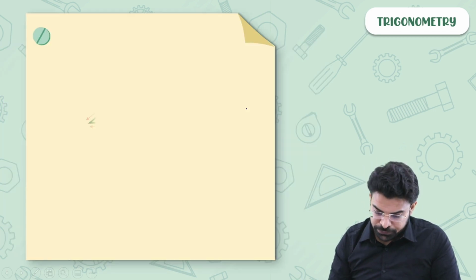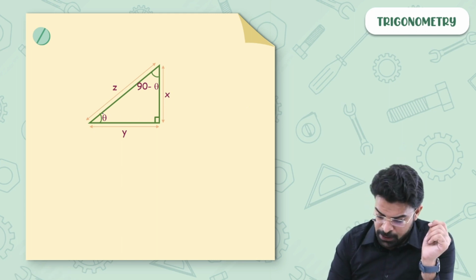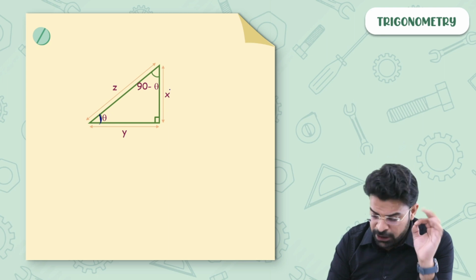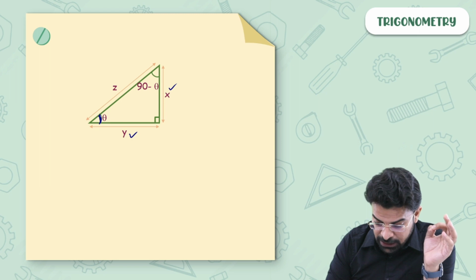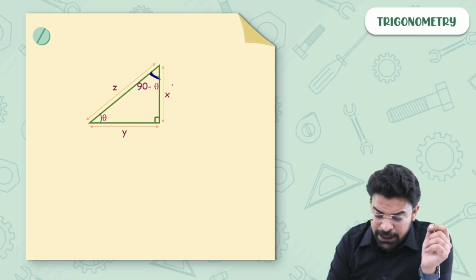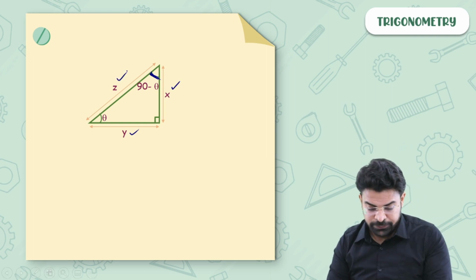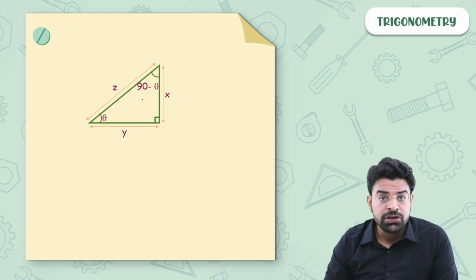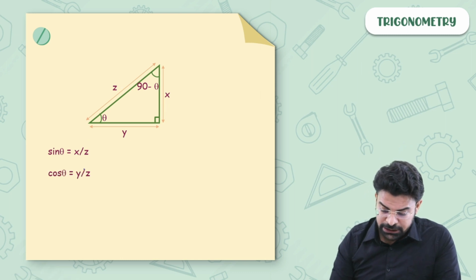Let's move on. Let's say we have this standard right angle triangle. For the angle theta, perpendicular is x. For the angle theta, base is y, and for the angle theta, hypotenuse is z. Similarly, for the angle 90 minus theta, perpendicular is y, base is x, and hypotenuse is z. First of all, let's learn the definition of sine theta. Sine theta is x by z, which is perpendicular upon hypotenuse. Cos theta is y by z, which is base upon hypotenuse.